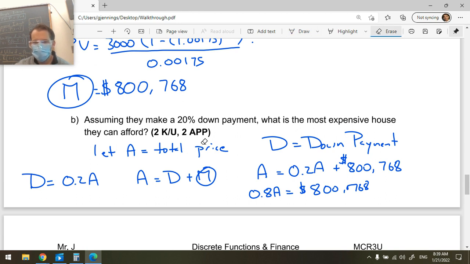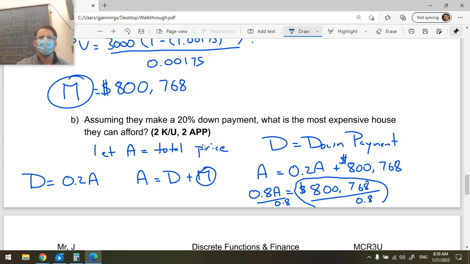Now I go ahead and redraw my numbers, which were ugly. There we go. Now I go ahead and divide both sides by 0.8. And this will give me the total amount that they can afford. Okay. This divided by 80%. Because that was 80% of the price, right? So if I divide that by 80%, it'll give me the whole price.